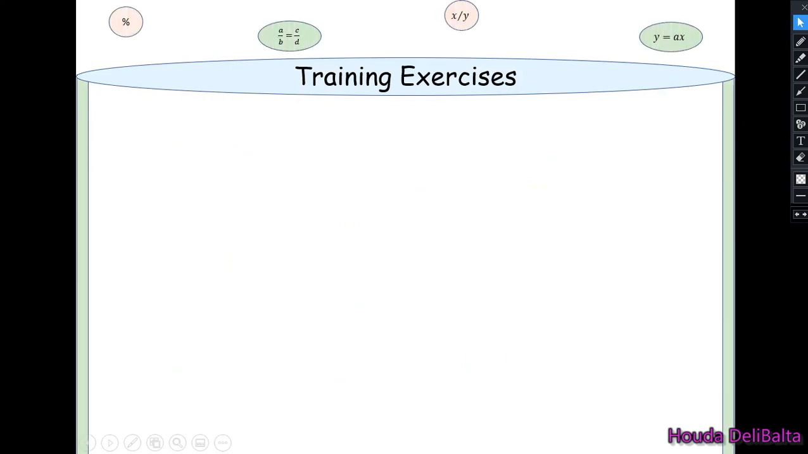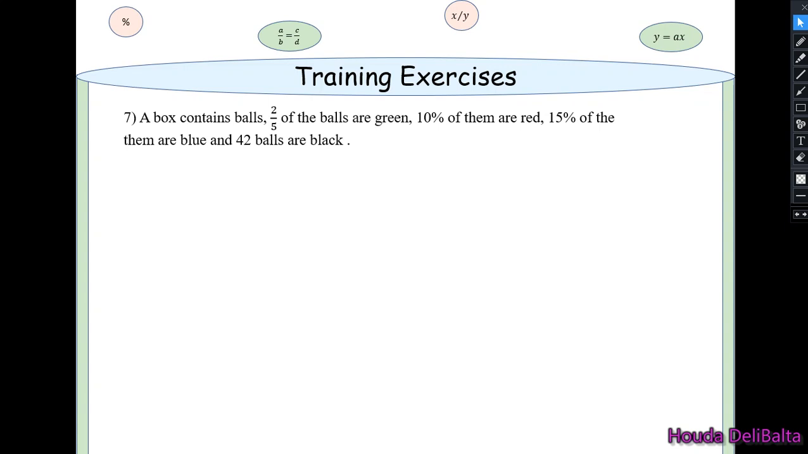Welcome back, dear grade 9 students, and now we are going to talk about more and more training exercises, including proportions and percentages. And here we go.